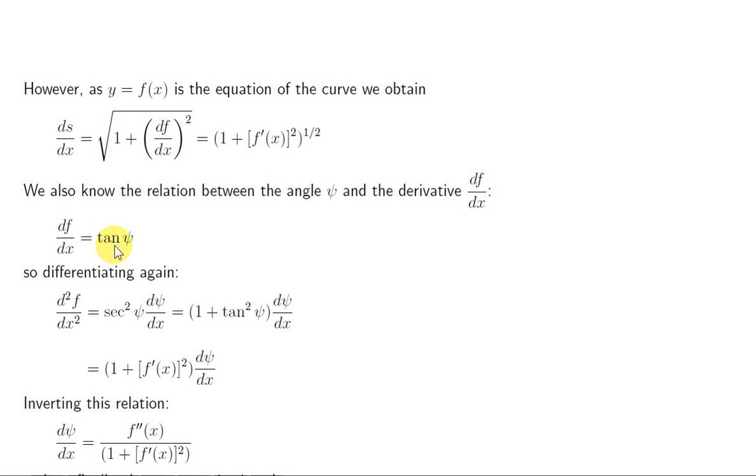Now we could start with this equation here and differentiate both sides with respect to x. If we differentiate the tan function, we get sec squared, and by the chain rule we need to differentiate the argument psi with respect to x. But sec squared psi is identical to 1 plus tan squared psi, and the tan of psi is the slope of the tangent to the curve, which is the derivative of the curve at x.